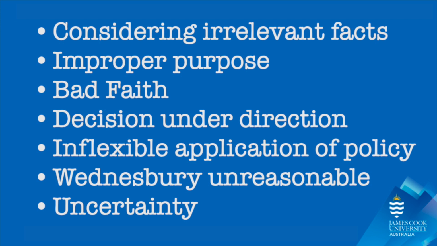We know that discretionary decisions are invalid if they're made in bad faith, or if they're made at the behest of another person, or if there's simply an inflexible application of policy without considering the individual circumstances. We know decisions are invalid if they are so unreasonable that no reasonable decision maker could have made the decision. And we know that decisions are invalid if they are uncertain. Those are the grounds upon which we can challenge the lawfulness of a decision. But if we're successful, what happens then? That's what we're going to turn to next week.